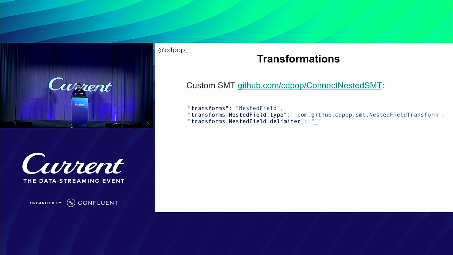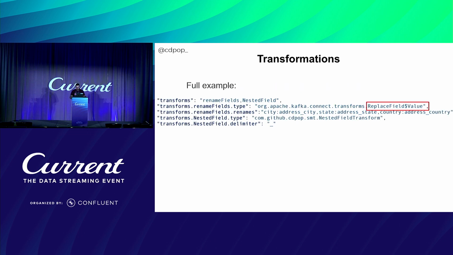If anybody wants to contribute, feel free to contribute to it. However, it simply just does a recursive nesting of the data based off of the delimiter. So we're going to walk through a quick example. So I start off with a SMT for replace field name, where what I'm doing is for my database, instead of taking the field city, it's going to be renamed to address_city. And then for state, it's going to be address_state. Country is going to be address_country.